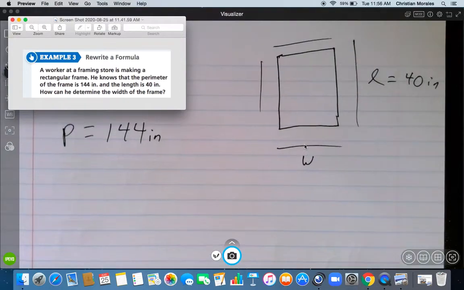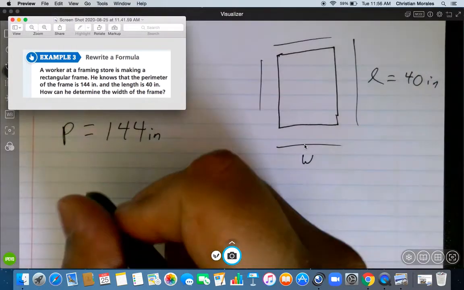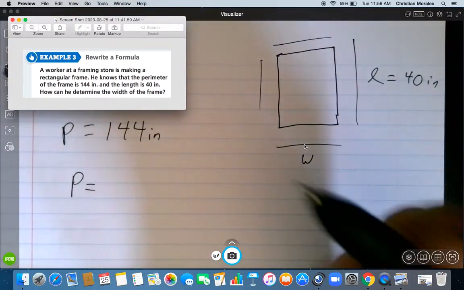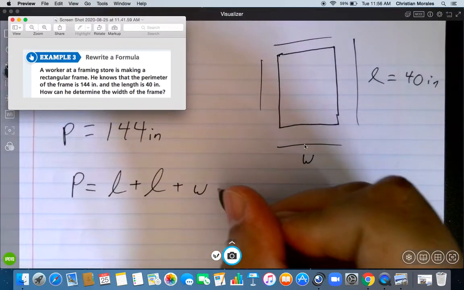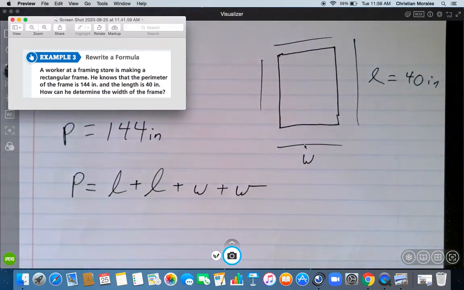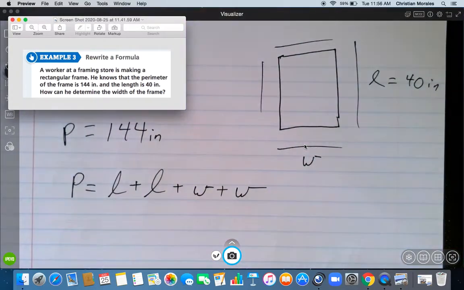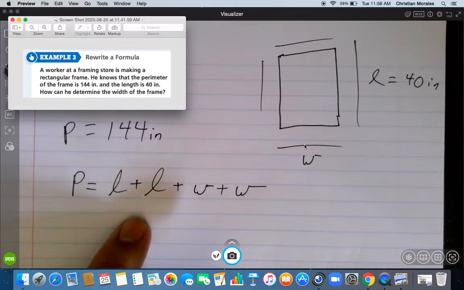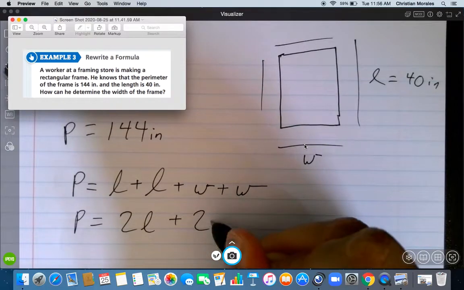Determine the width. Okay. So what you need here to solve this problem is a formula. To find perimeter, usually what you do is you take the length plus the width plus the length plus the width. Normally that's what you have to do. But that's normally the formula. Another way to write this, since I have two L's, I can do perimeter equals 2L plus 2W.